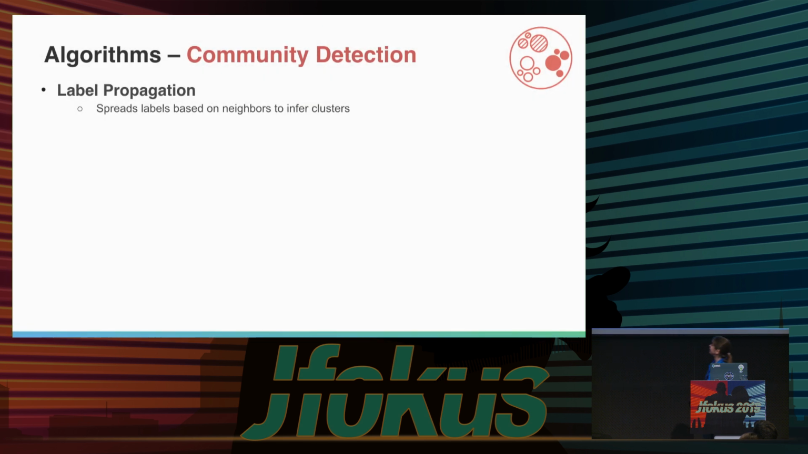Okay, last segment here on community detection. Label propagation is a good first pass through your network. So it's used a lot. It's not end-all, be-all, but it's a good idea if you want to get an idea for how your data structure is organized into different groups. This is a good one to run first. It basically spreads labels based on the neighbors to infer the different clusters.